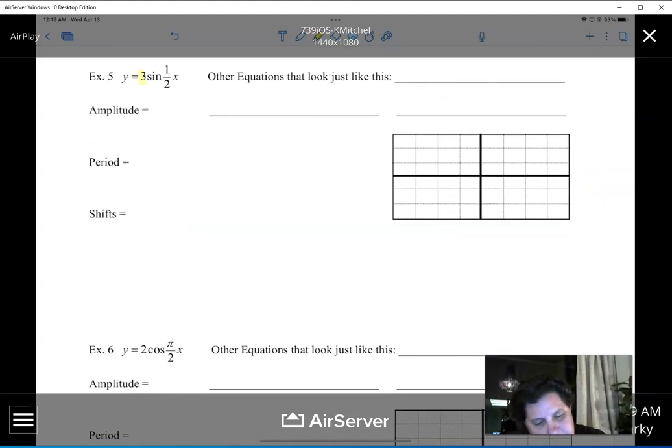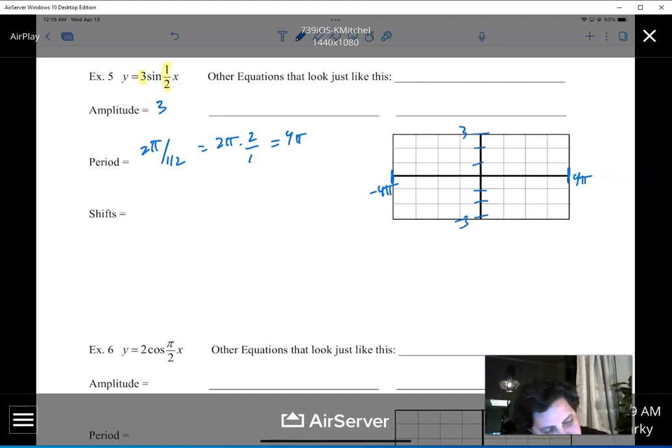All right. Amplitude. Okay, so my amplitude is 3. My period is 2 pi over a half, which is 2 pi times 2 over 1, which is 4 pi. So I'm going to label this. Okay, 3, negative 3. This is a sine graph. Sine starts at 0 and goes to A.